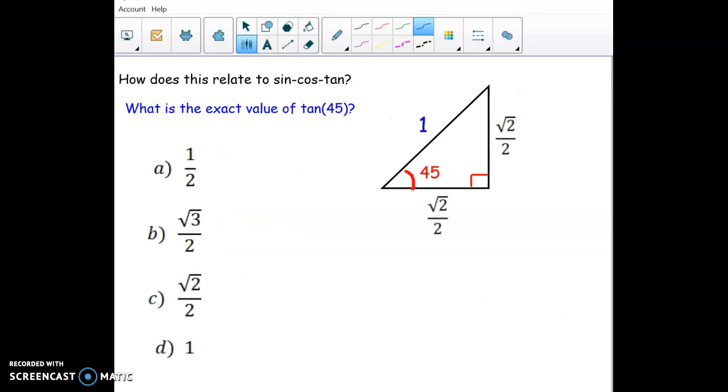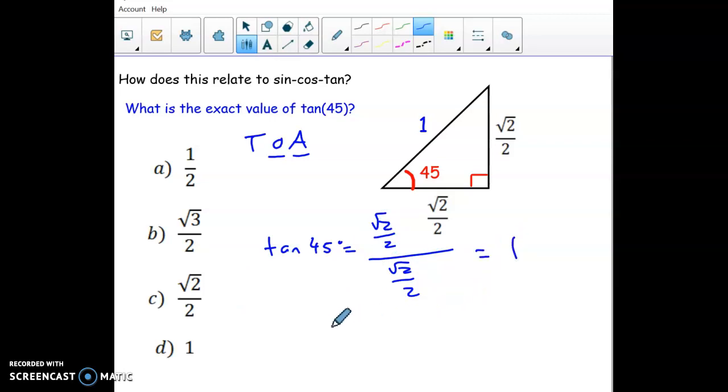Okay, and so why this is useful is now if I want to find the tangent, remember tangent is TOA, so tangent stands for opposite over adjacent. So what do you think the tangent of 45 would be based on this 45, 45, 90 triangle? Okay, and hopefully you would see the tan for 45. If we take that 45 angle, then the opposite side is root 2 over 2, and then the adjacent is root 2 over 2 also. And so the tangent of 45 is just 1, right? This is the same thing on the numerator and denominator, so it's 1.